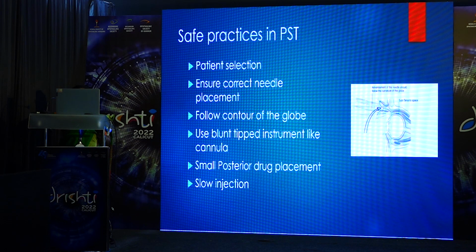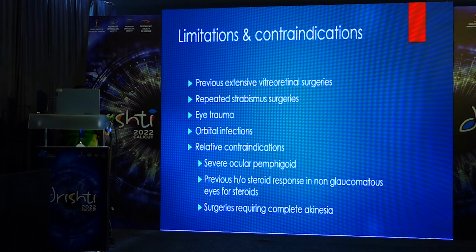So what are the safe practices in a posterior subtenon injection? Careful patient selection, ensure correct placement of the needle, follow the contour of the globe, use a blunt tipped instrument like a cannula, and inject slowly. So what are the limitations for the procedure? Previous extensive vitreoretinal surgeries, repeated strabismus surgeries, eye trauma, and orbital infections are almost absolute contraindications.